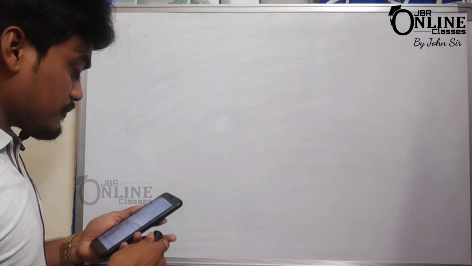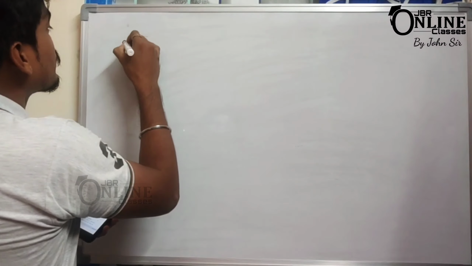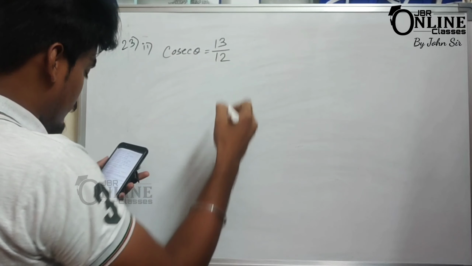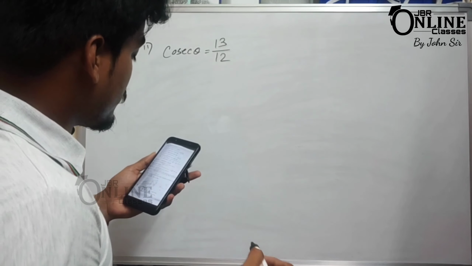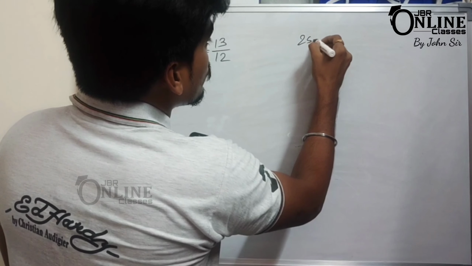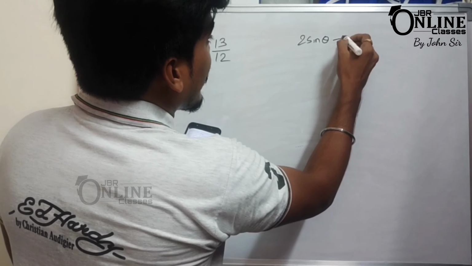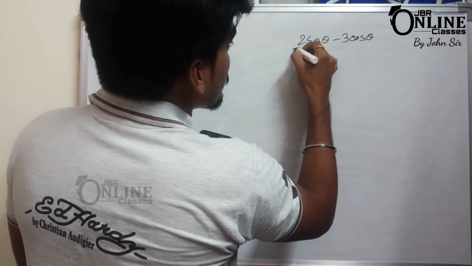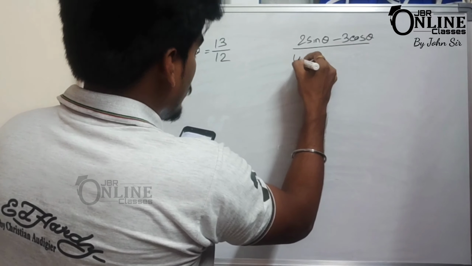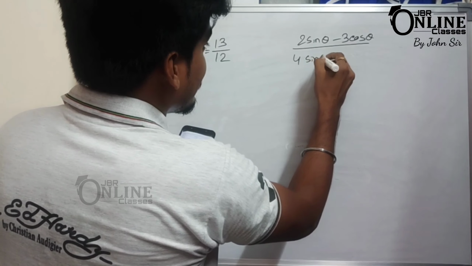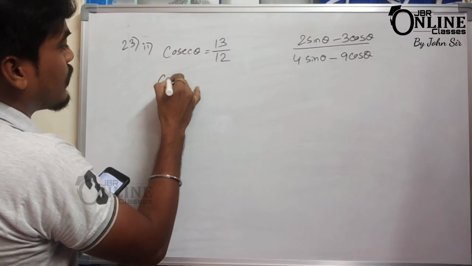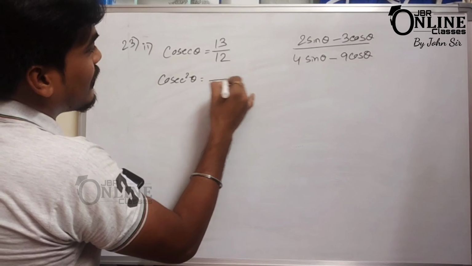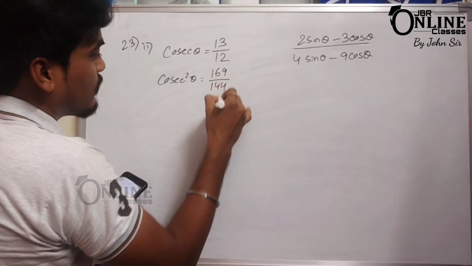Now the next one, sum number 23. So in sum number 23, cosec theta equal to 13 by 12. Okay, cosec theta equal to 13 by 12, and here you have to find out 2 sin theta minus 3 cos theta, divided by 4 sin theta minus 9 cos theta. Okay, so here cosec theta equal to 13 by 12. So now cosec square theta equal to 169 by 144.